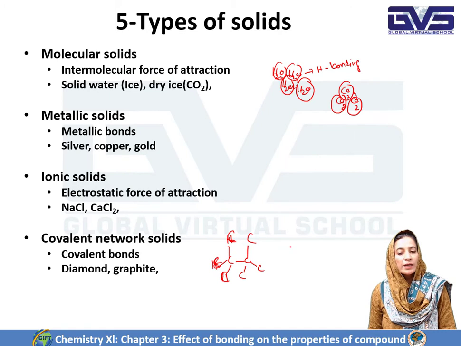Similarly, graphite, this is also an allotrope of carbon. Each carbon is attached to the other carbon in a hexagonal shape, and these are attached in layers. This I will discuss in the next topic. So this is a covalent network solid.